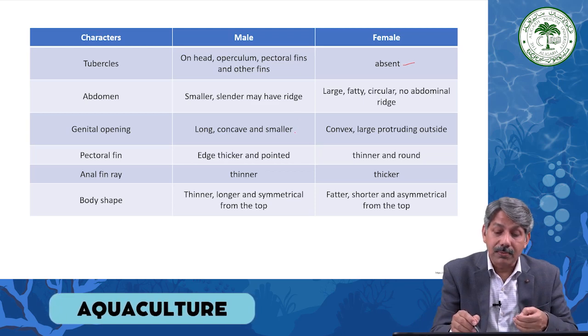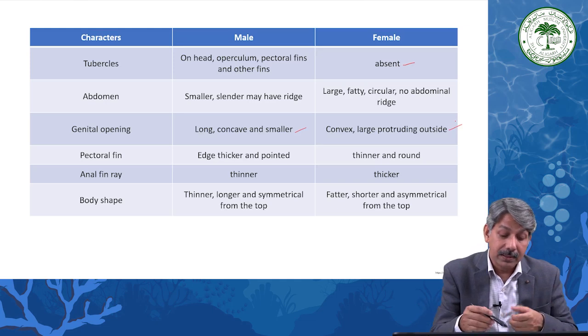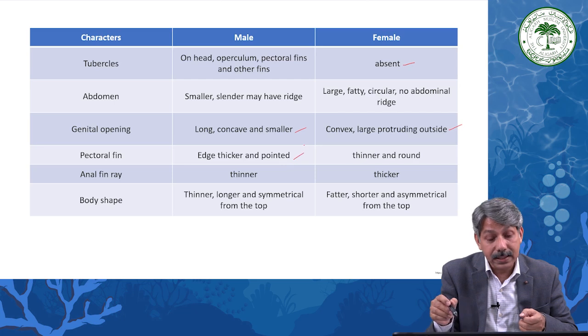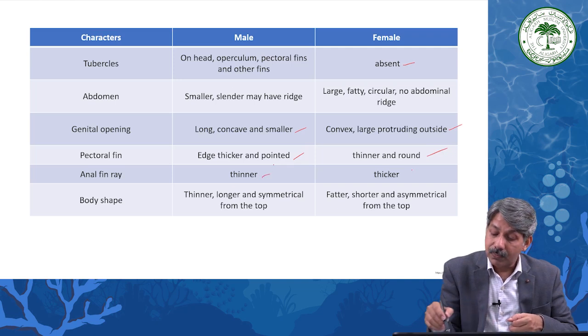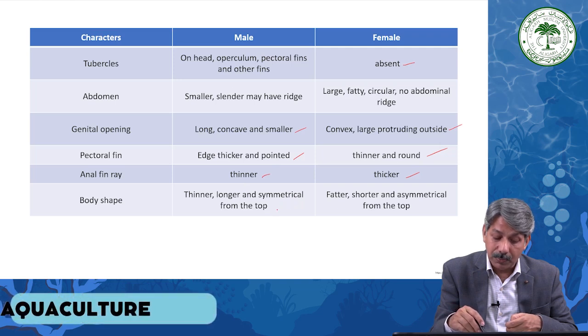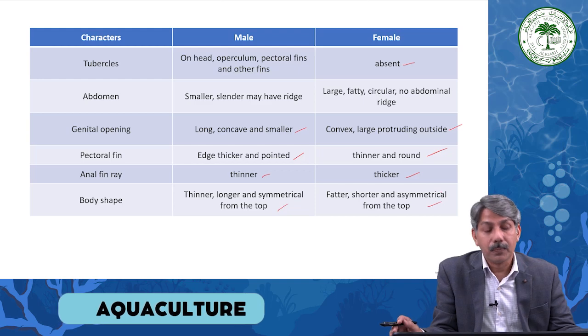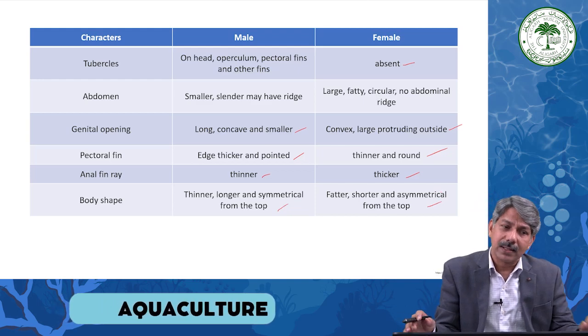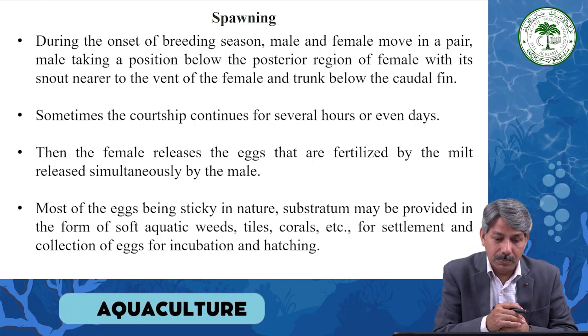Genital opening, long, concave and smaller in case of males, whereas convex, large, protruding outside. That may be the characteristic shown by female. Pectoral fin, edge thicker and pointed in case of males, whereas in case of females, the edges are thinner and round. Anal fin ray, thinner, whereas in case of female, thicker. Body shape, thinner, longer and symmetrical from the top. Fatter, shorter and asymmetrical from the top is the characteristic of the female, and that we know because of the maturity and having a large number of eggs.